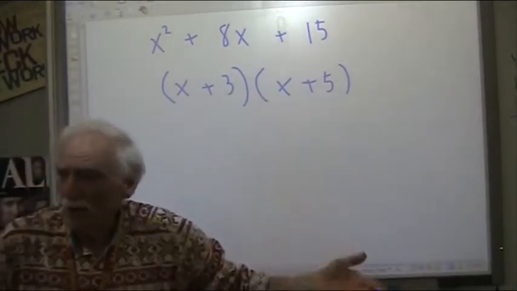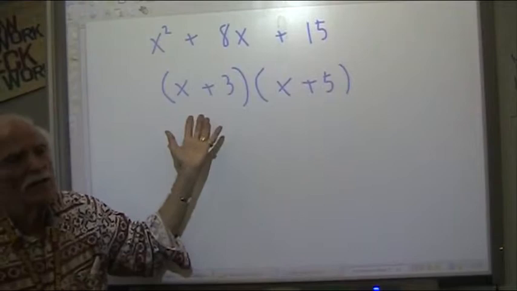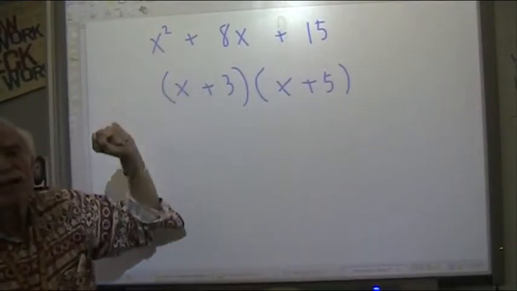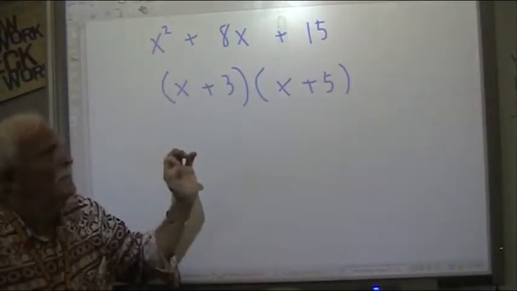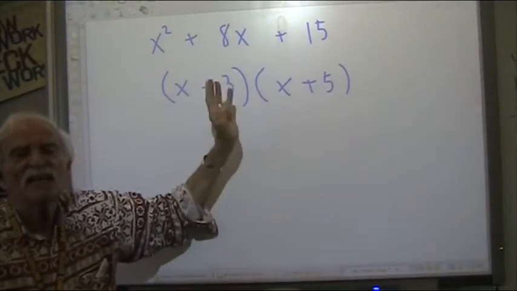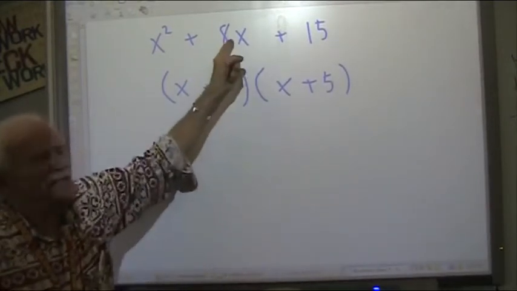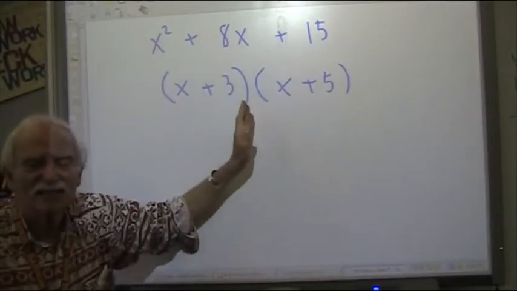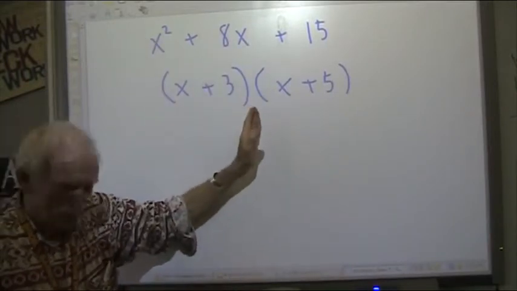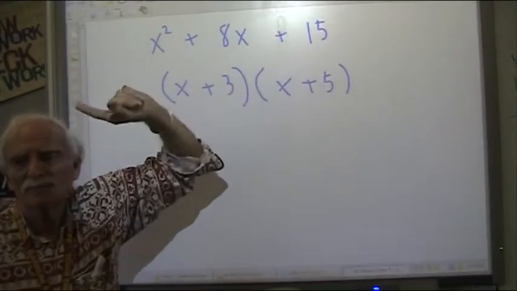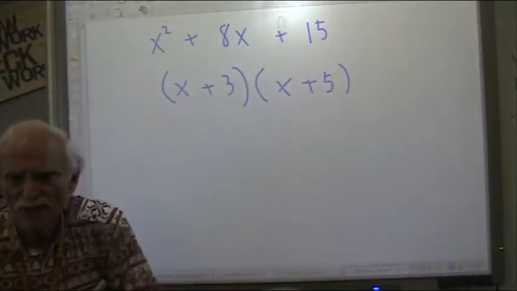FOIL. All right? So give me the first term, x squared. Give me the outer, plus 5x. Give me the inner, plus 3x. Together, plus 8x. Check. Give me the last, plus 15. What are the words? Check. Yay!